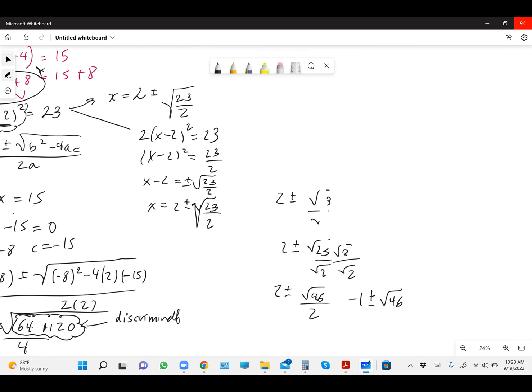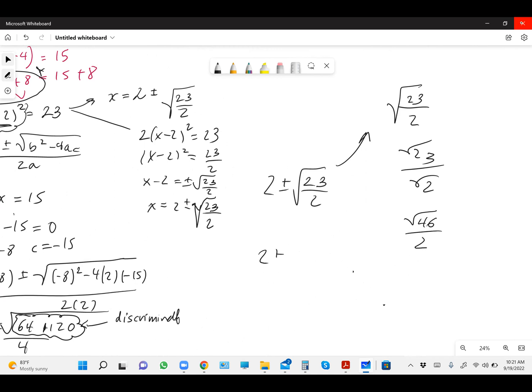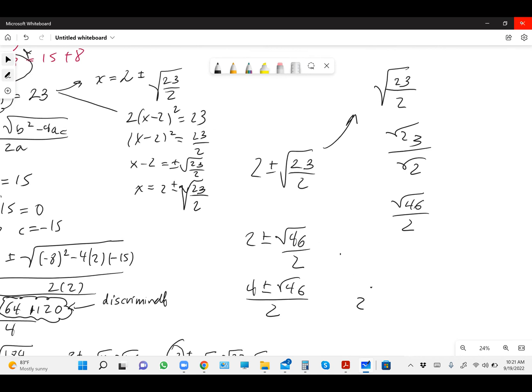So I'm here, and it's almost time to leave, I know. So now let's analyze this here. We got 2 plus or minus the square root of 23 over 2. This becomes the square root of 23 divided by the square root of 2, which is the square root of 46 divided by 2. So it's 2 plus or minus, there it is, square root of 46 divided by 2. So that's, if we do crisscross happy face, 4 plus or minus the square root of 46 divided by 2. It comes out the same. Now it's fixed. Yay! There. So now we have the same one.